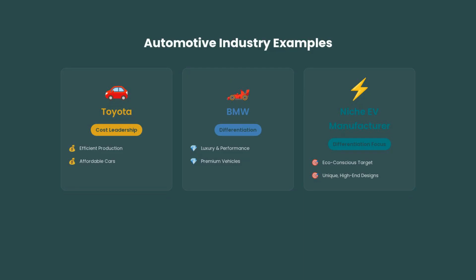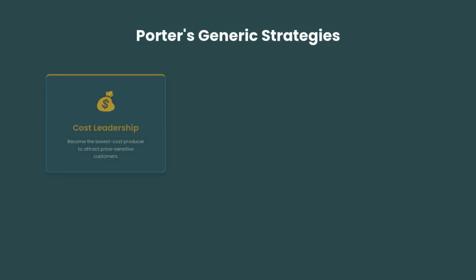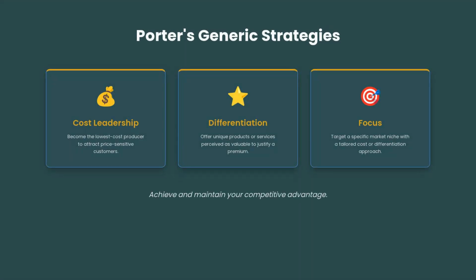BMW, with its luxury and performance vehicles, follows a differentiation strategy. A niche electric vehicle manufacturer catering to eco-conscious consumers with unique high-end designs follows a differentiation focus strategy. That's Porter's generic strategies, a set of strategic options to achieve and maintain competitive advantage. By understanding and applying these strategies, you can effectively position your company for success in the market.